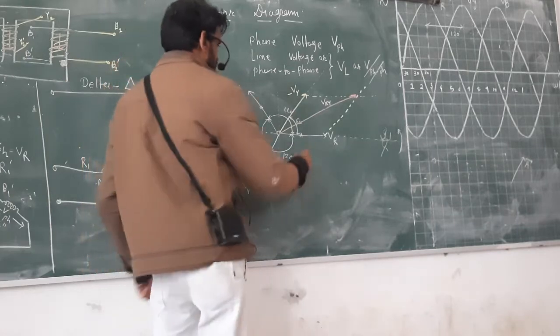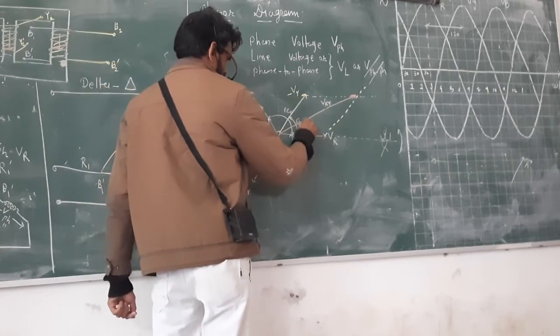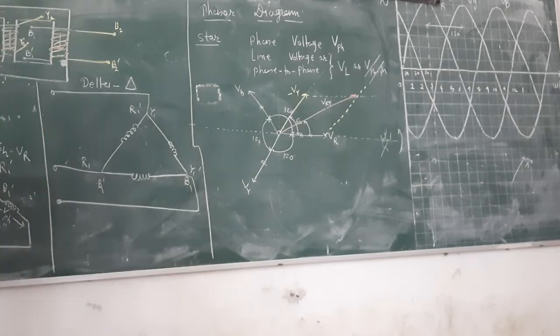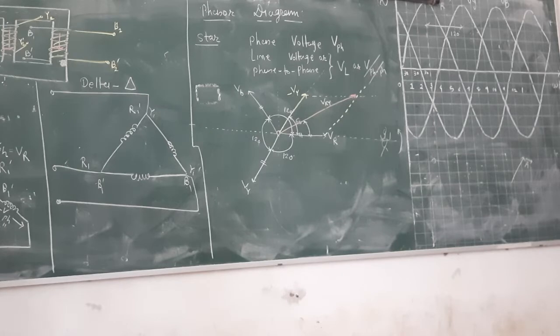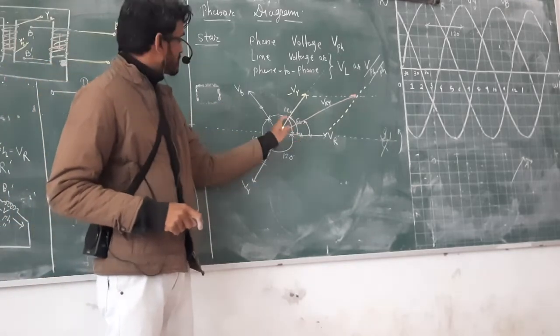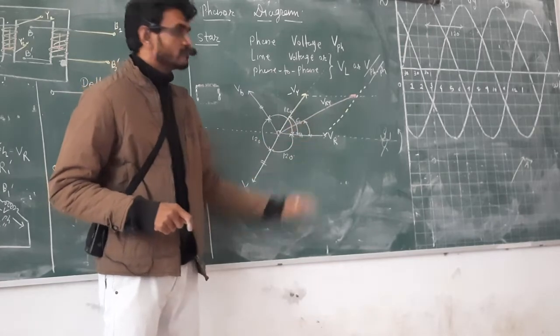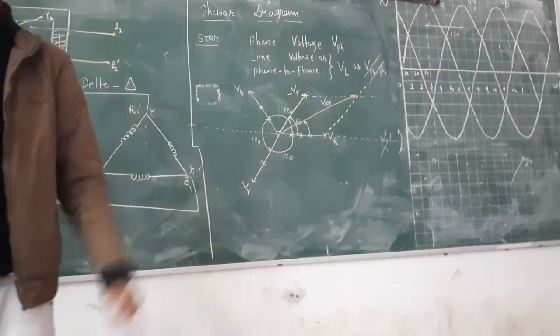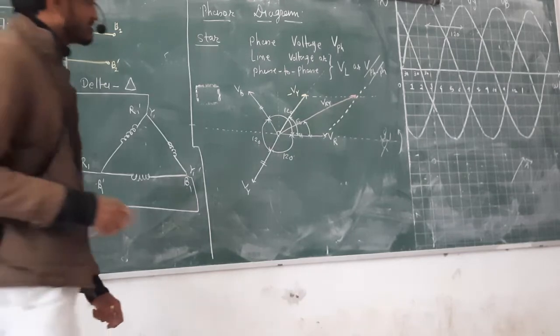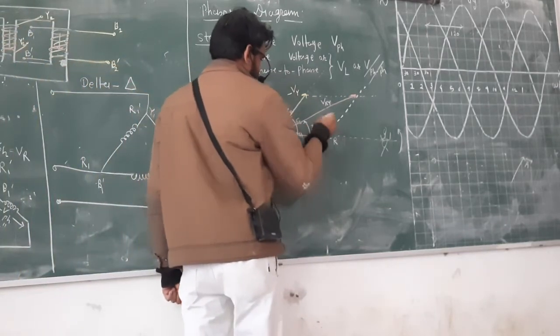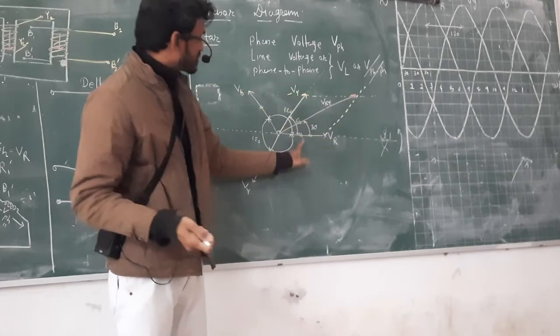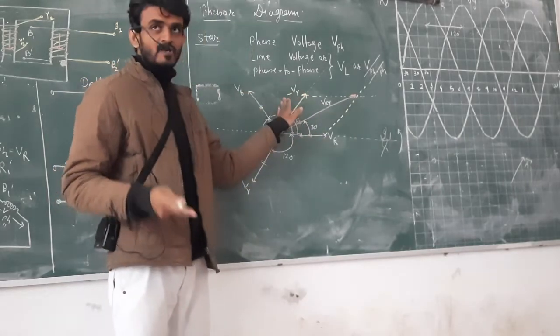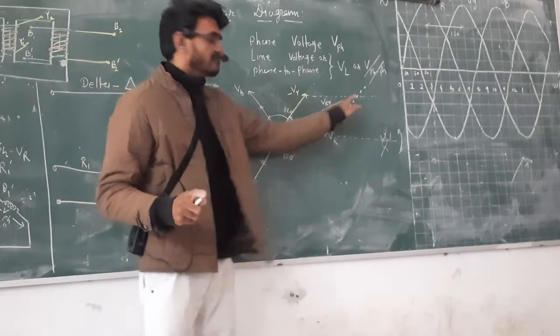Now I will ask you the question: what is this angle between the white and pink vector, VR and VRY? This angle is 180 degrees. Then between these two, 60. And now between these two, 30. How can you say that? Because these two vectors have a 60 degree angle and the magnitude is the same. So the resultant comes exactly into the middle.